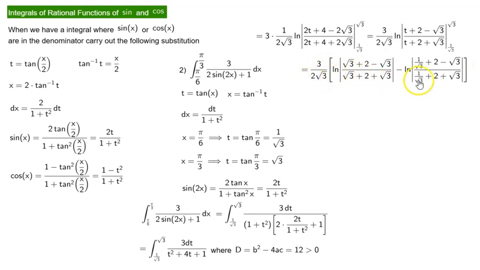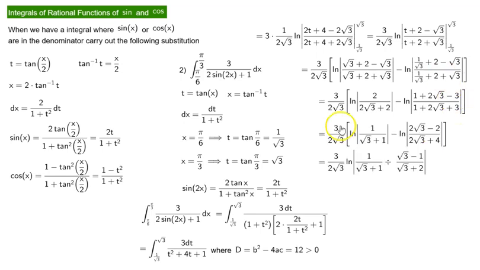And 3 by 2 root 3 is common to both. So I have taken it out. Now simplifying this, we get 3 by 2 root 3 times natural log of 2 by 2 root 3 plus 2 minus natural log of 1 plus 2 root 3 minus 3 by 1 plus 2 root 3 plus 3. 3 by 2 root 3 natural log of 1 by root 3 plus 1, because 2 is common to all the terms, minus natural log of 2 root 3 minus 2 by 2 root 3 plus 4.